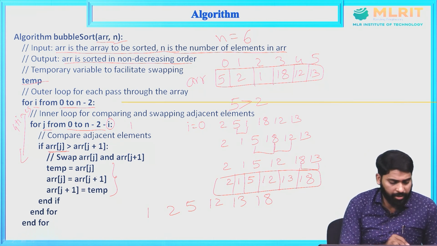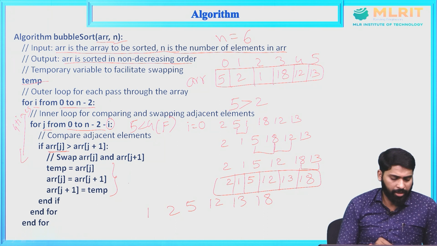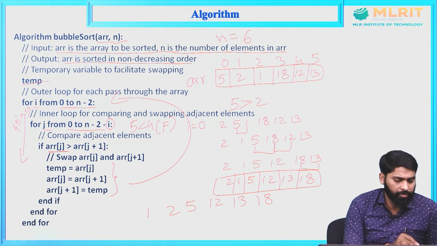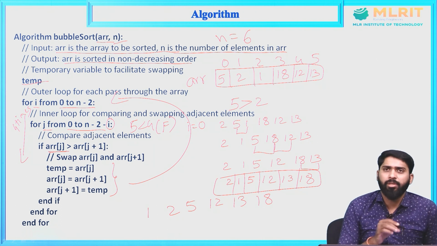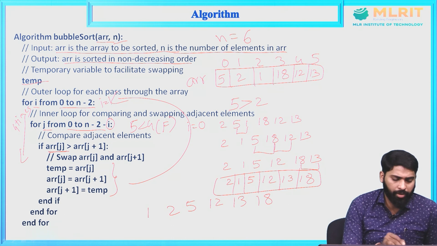Okay, here in this case the j value becomes 5, and 5 less than 4 will be false. Then again control moves to the outer for loop. What is the outer for loop? i from 0 to n minus 1. Now the i value will be incremented by 1. So now i equals 1.